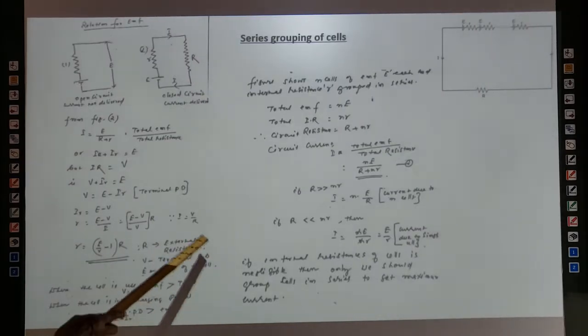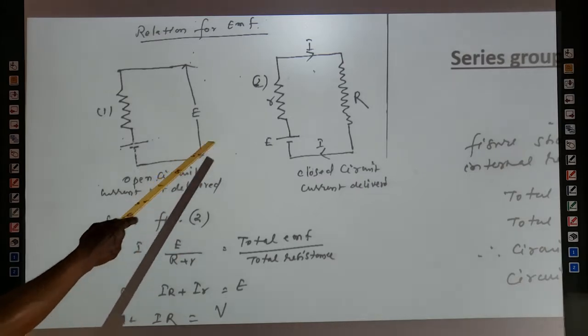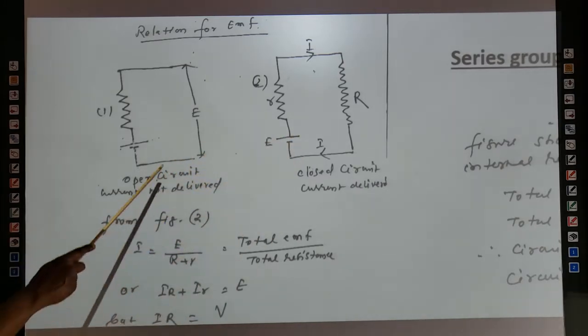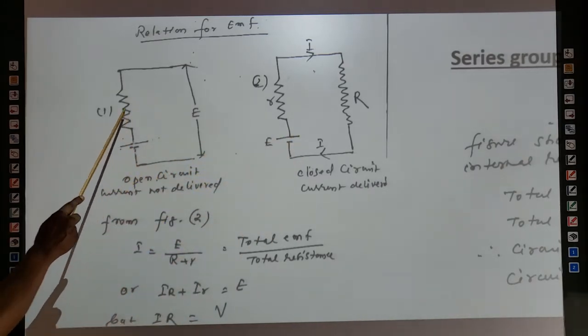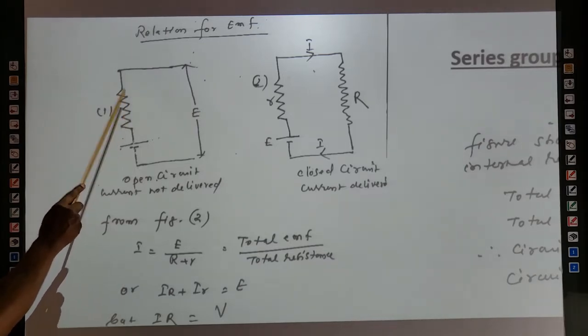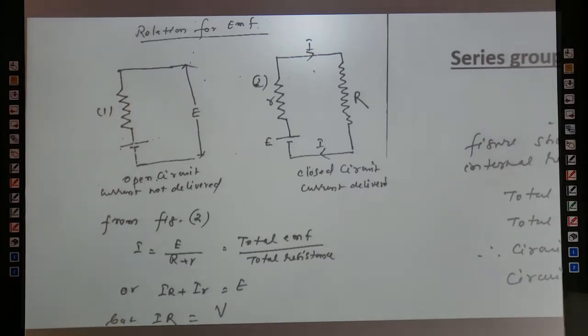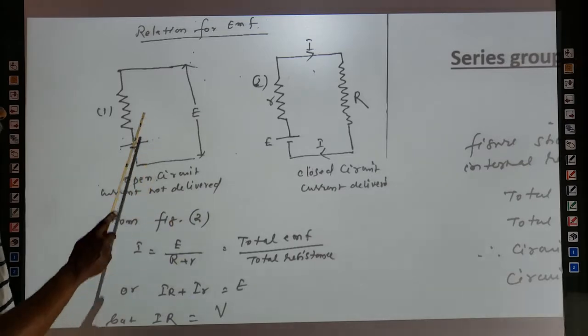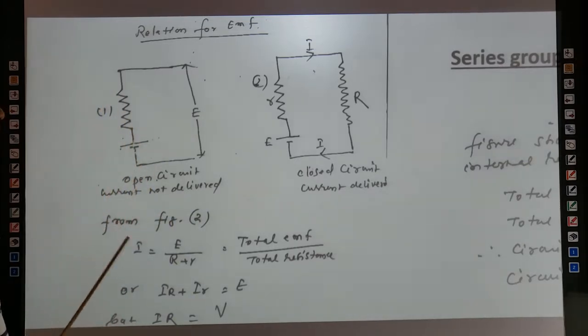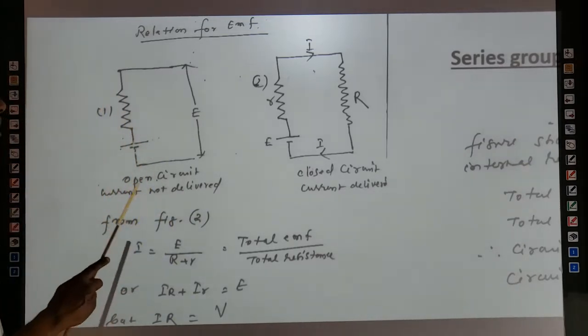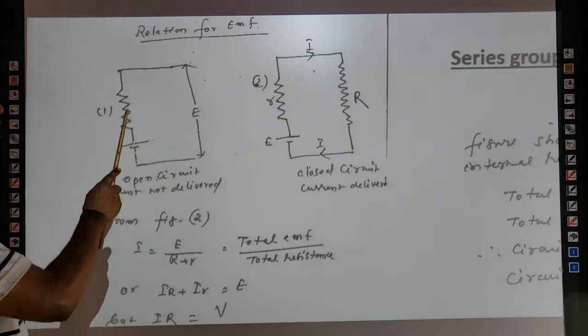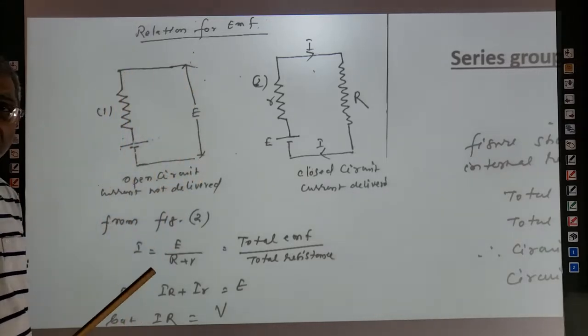Okay, now the relation for EMF. We have this relation, and you will see this diagram. Here this is a cell and this is the internal resistance of the cell. You have to mark here small r, because internal resistance is denoted by small r. I forgot to mark it. Now this cell with internal resistance r is in the open circuit.